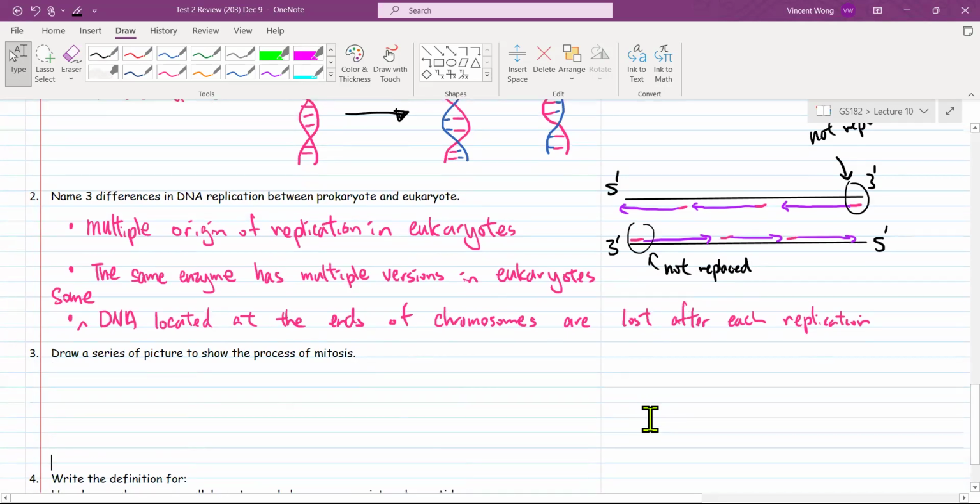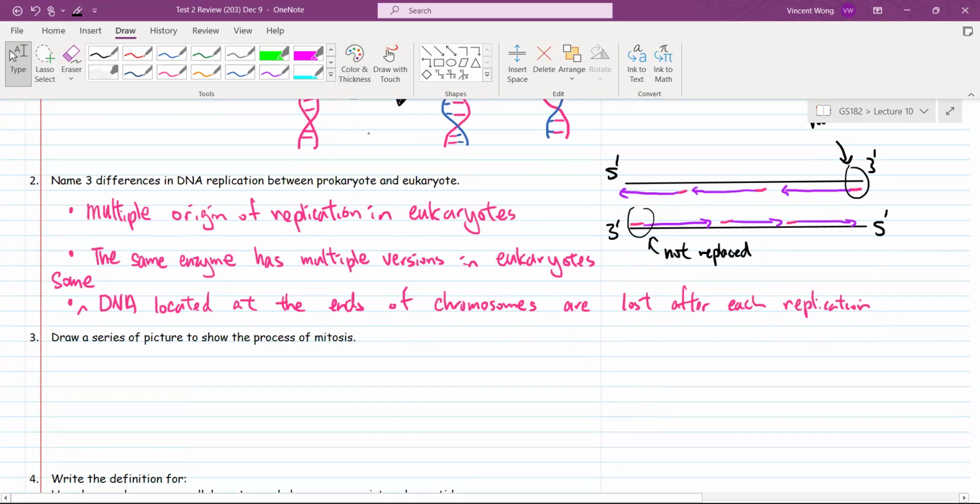Next, draw a series of pictures to show the process of mitosis. I'm not going to ask you to draw on the test, okay? But I am going to show you pictures of mitosis, and you will have to know which one is which. Right? So make sure you can identify the pictures. So for example, this is prophase. Okay, prophase, the chromosomes are, sorry, I drew it wrong. The chromosomes are already doubled and paired up, and then you would have your spindle fibers coming out.